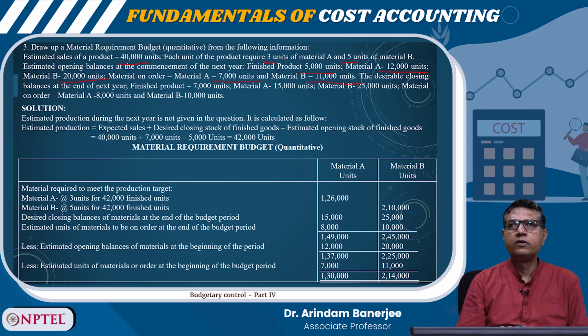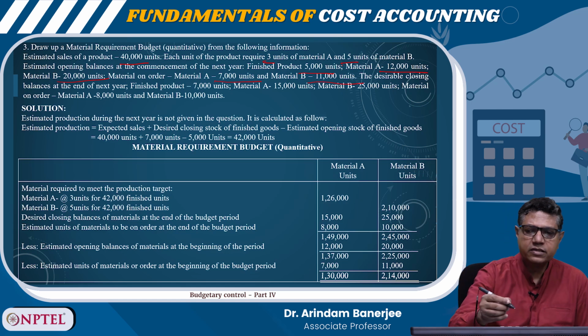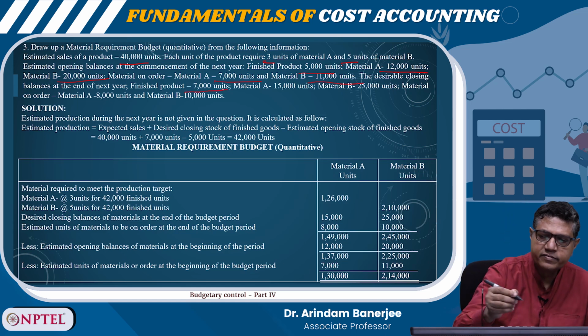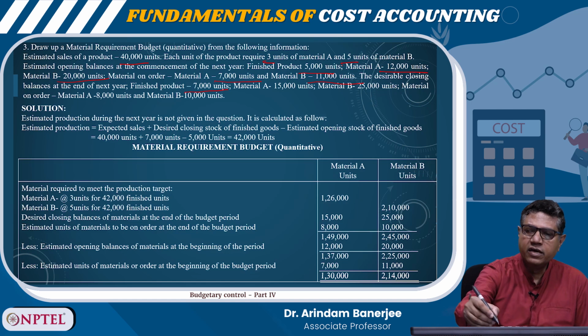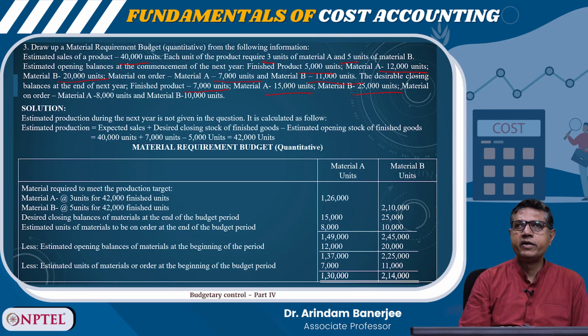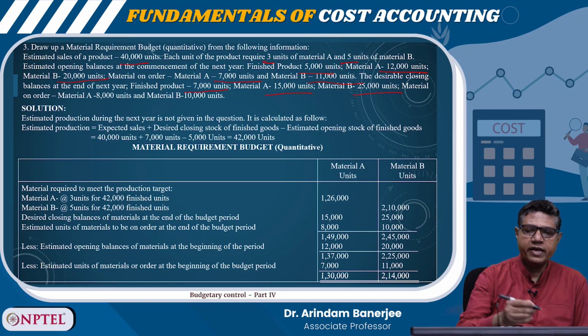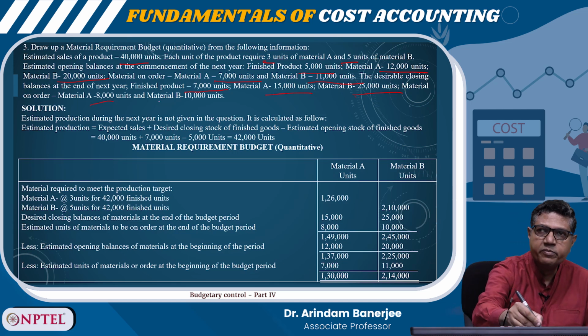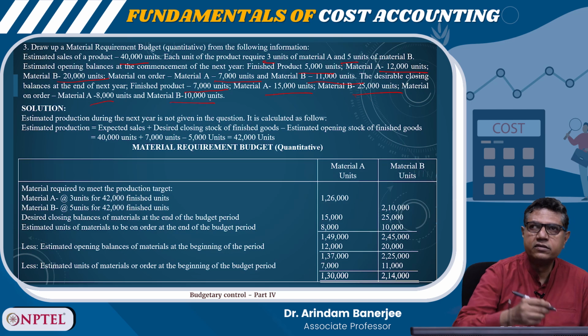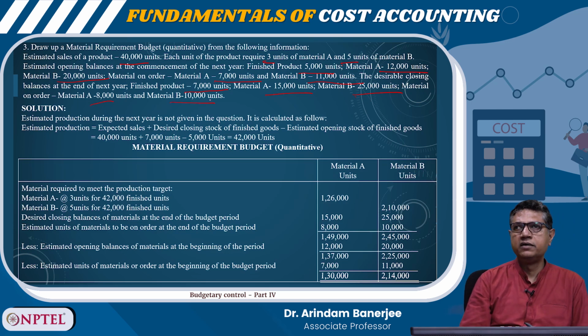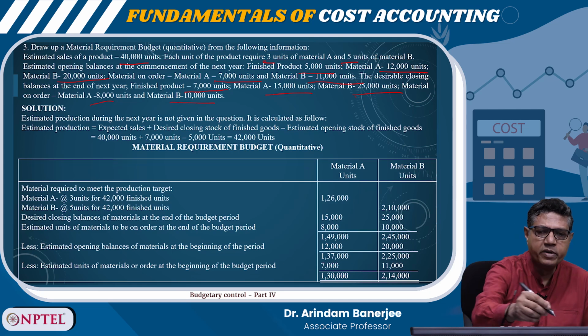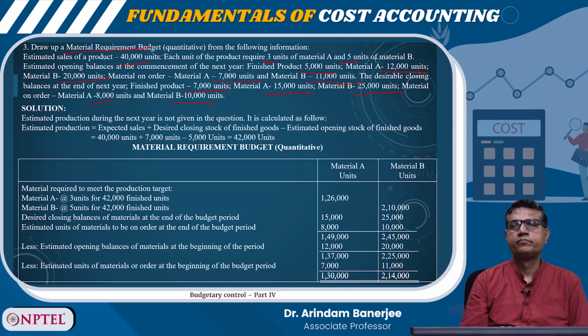The desirable closing balances at the end of the next year. Finished product 7,000 units. Material A 15,000 units, material B 25,000 units. Material on order, material A 8,000 units and material B 10,000 units. So this is the information given. I have to prepare one material requirement budget.